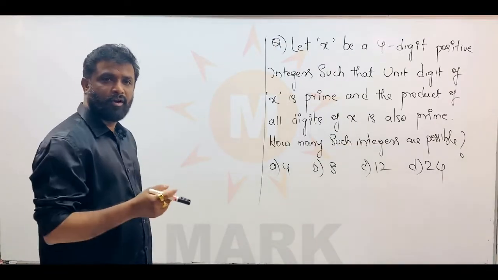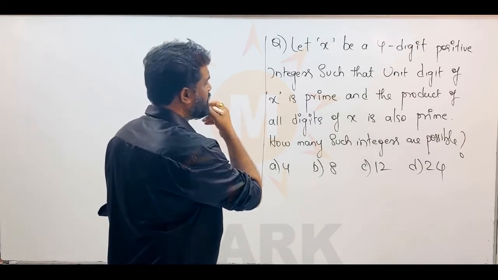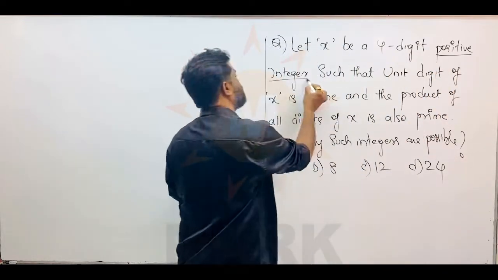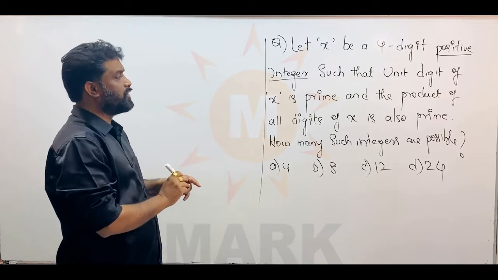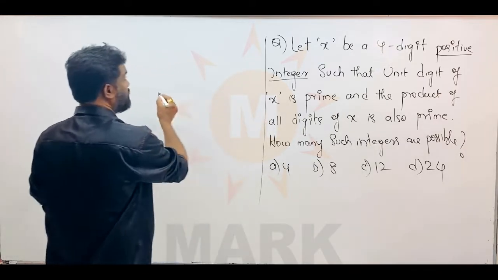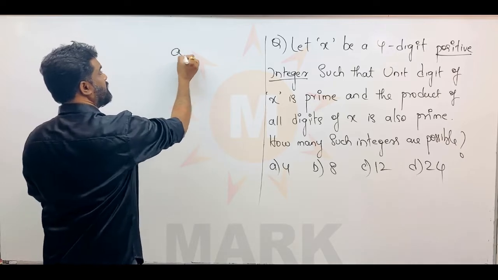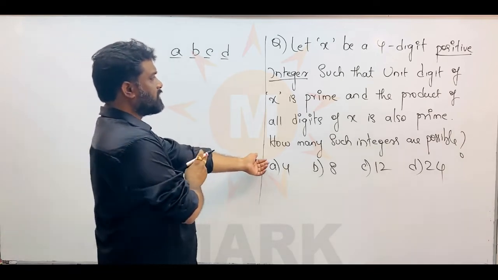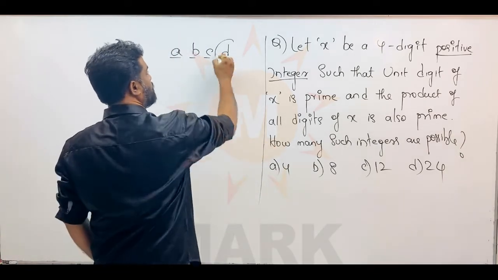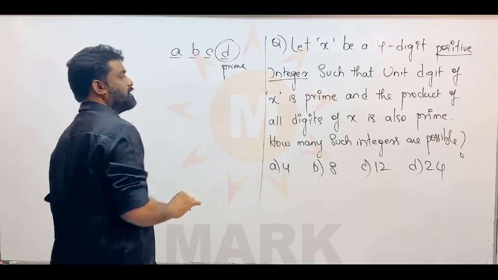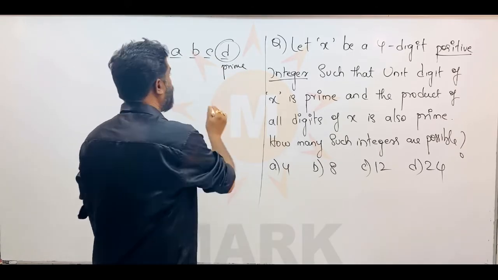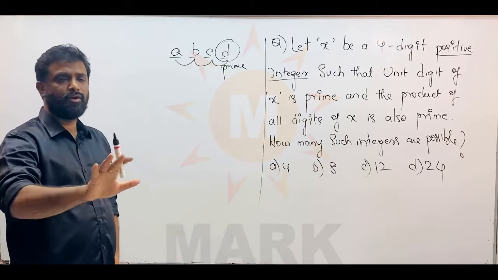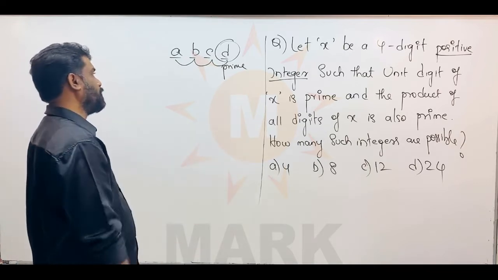Friends, let us have a look at this question. Let x be a 4-digit positive integer. Positive integer means natural number. Let x be a 4-digit positive integer such that, suppose that 4-digit number is a, b, c, d. These are the digits I am taking as a, b, c, d. Such that the unit digit of that x is prime. This digit is prime. And the product of all the digits is also prime. How many such integers are possible?